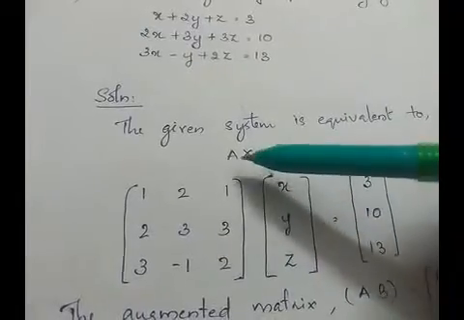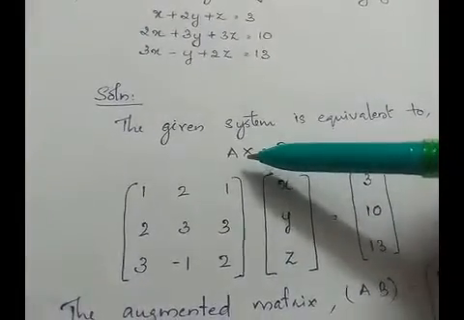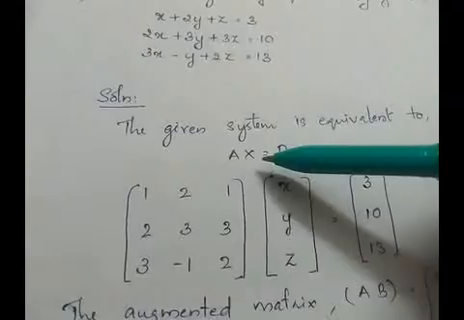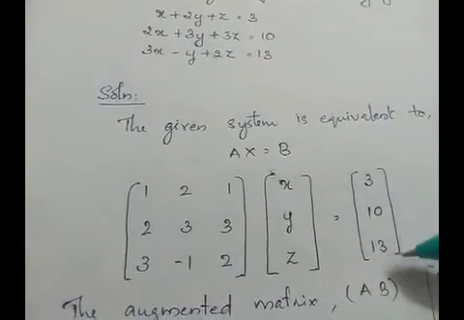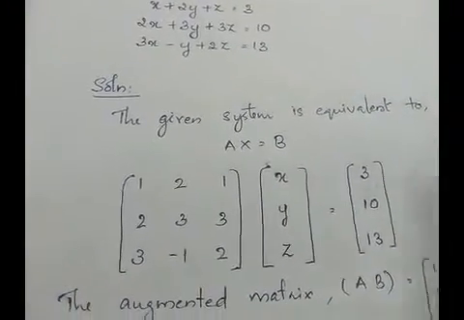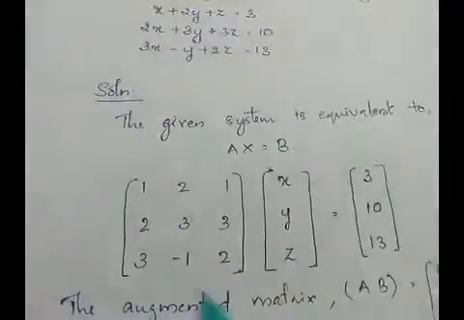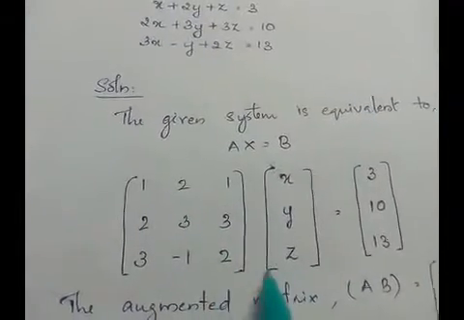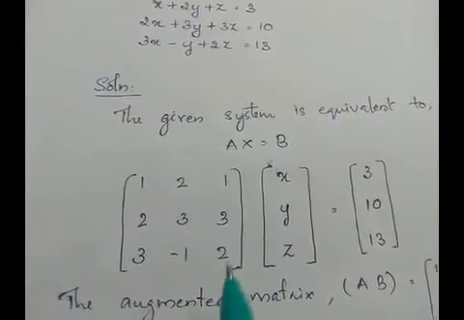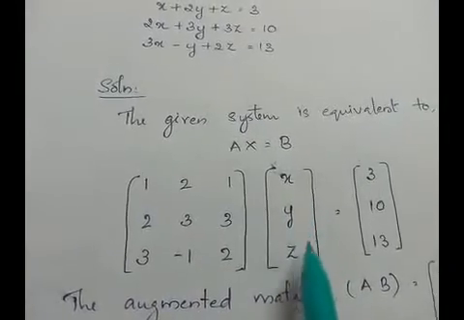So this is how we represent the given set of equations in matrix form. The matrix form is AX equal to B, where A is the coefficient matrix, X the matrix of unknowns, and B the constant matrix. Now after representing the system of equations in matrix form, we have to solve it to find the values for x, y and z.